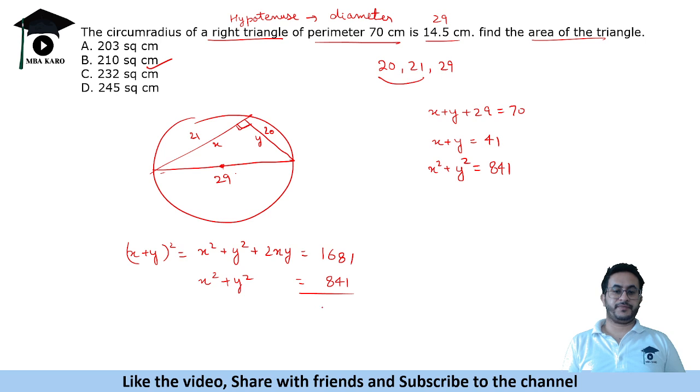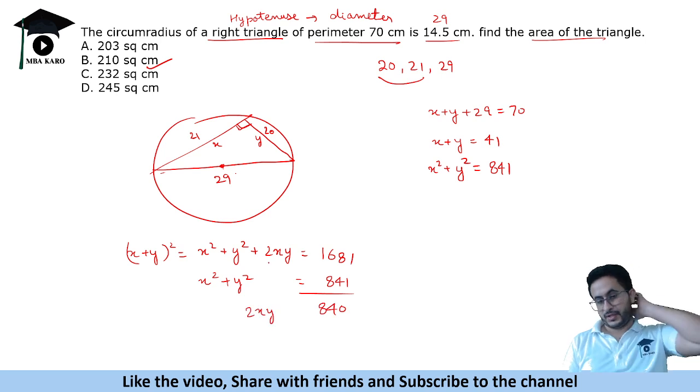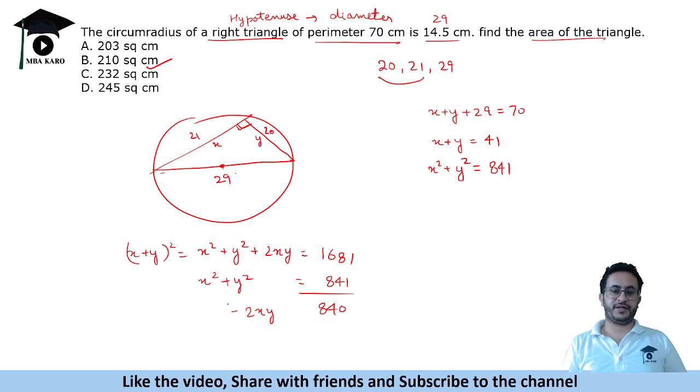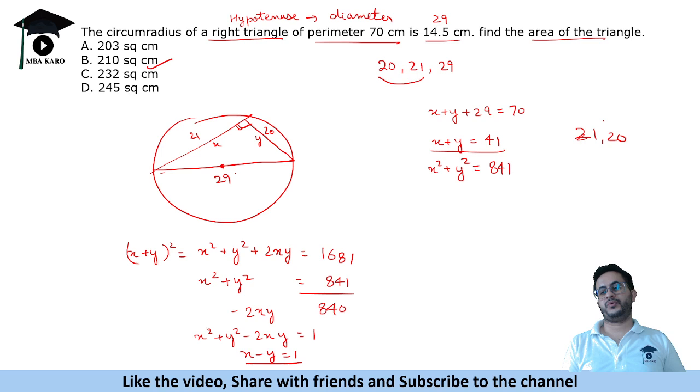So you will get 840 as 2xy. Okay, now we know x plus y, we can find x minus y by subtracting this. So x square plus y square minus 2xy is equal to 1, or x minus y is 1. Okay, so x minus y is 1, x plus y is 41, so we get the values as 21 and 20.